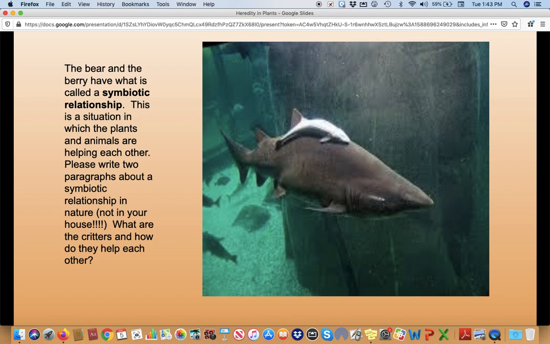The bear and the berry have what is called a symbiotic relationship. This is a situation in which the plants and animals are helping each other, like this shark and lamprey over here. Please write 2 paragraphs about a symbiotic relationship in nature, not in your house. So by that I mean, don't say you and your dog. You feed your dog and your dog gives you love. That is a symbiotic relationship, but I'm talking about something that happens in nature. What are the critters and how do they help each other?